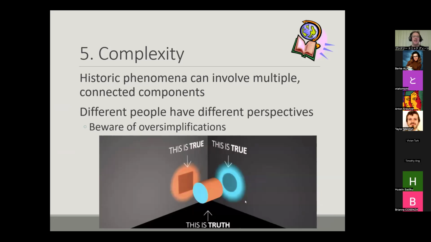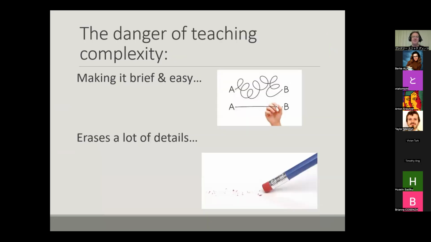And complexity is the idea that historic phenomena can involve multiple components, and different people may have very different perspectives on the same thing. And you should be careful of oversimplification. It can be very complex. Because in teaching complexity, you run the risk of erasing a lot of details. So this is sort of a danger to keep in mind.